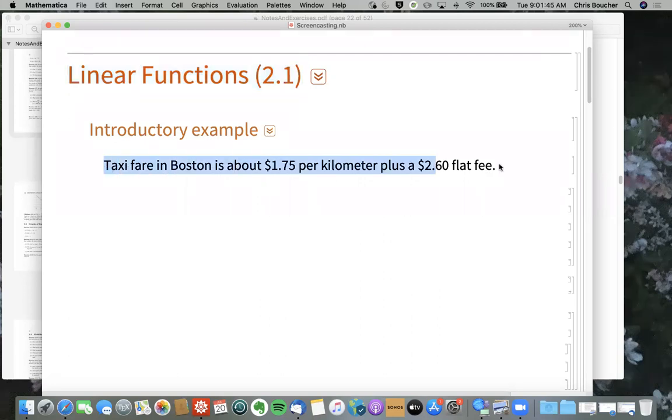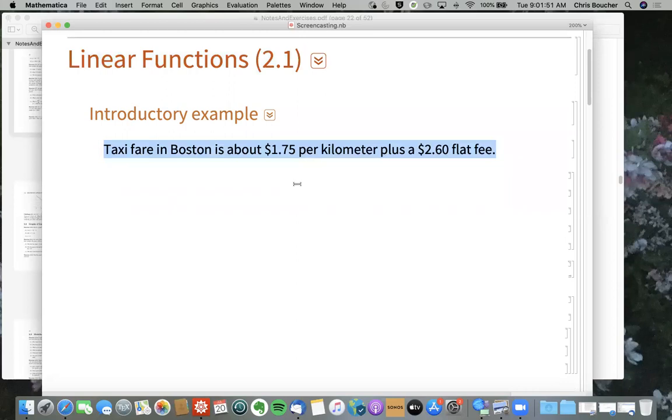So let's start with an example that you see here. This is a little dated in the age of Uber, but there's still taxis about. So the idea is you get into a cab. They set the meter at $2.60 as soon as you get in, and then you start driving where you're going, and you get charged additionally for every kilometer. So the longer the trip, the further you go.